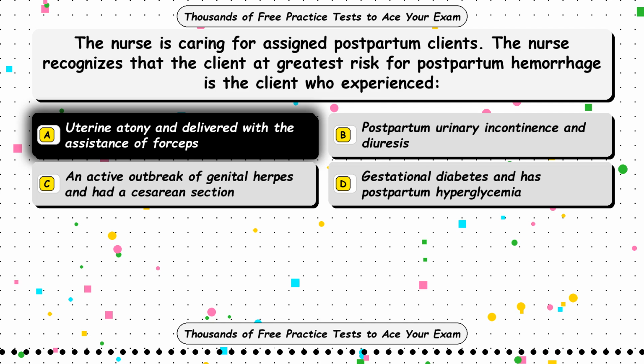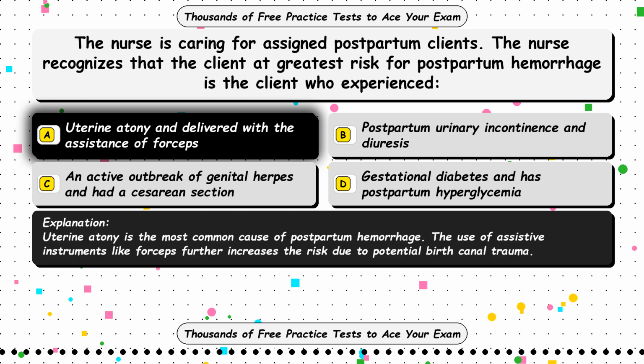The correct answer is option A. Uterine atony and delivered with the assistance of forceps. Uterine atony is the most common cause of postpartum hemorrhage. The use of assistive instruments like forceps further increases the risk due to potential birth canal trauma.